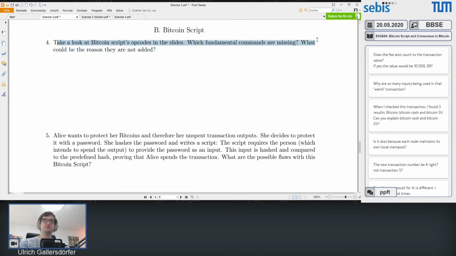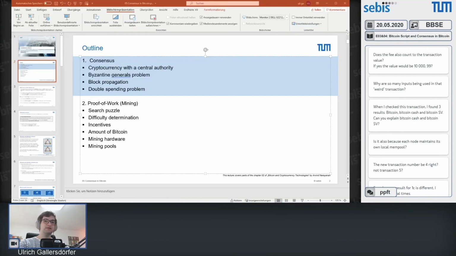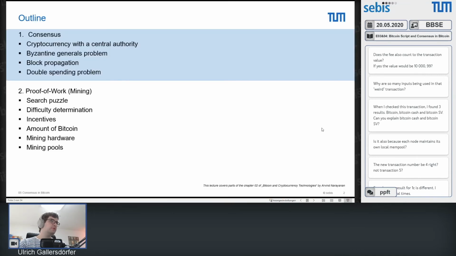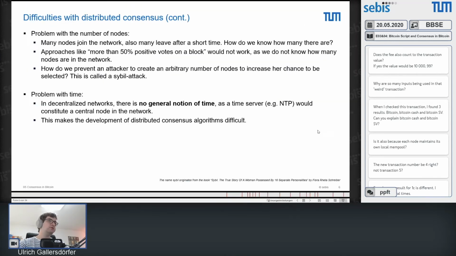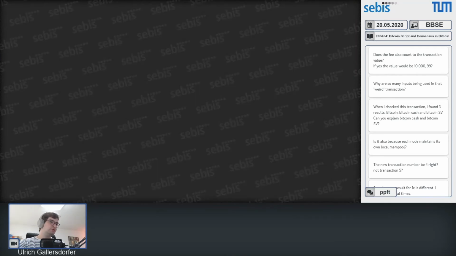Which fundamental commands are missing? What could be the reason that they are not added? So we can take a look at the slides here and see what's going on there. I think it's quite interesting. And oh, that's the wrong slide set. Sorry for that.